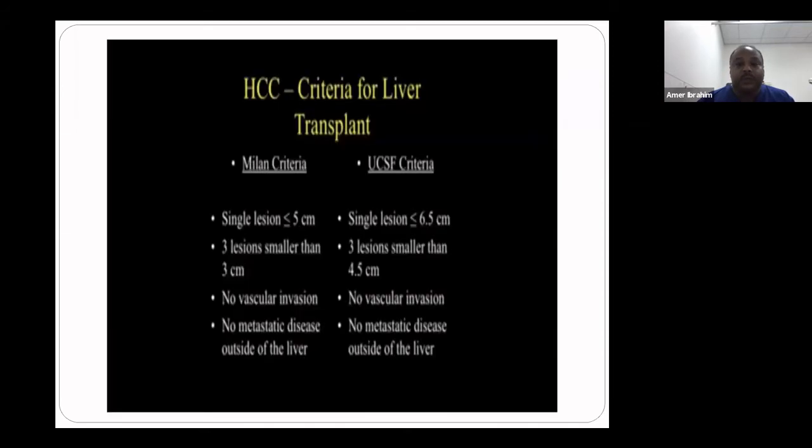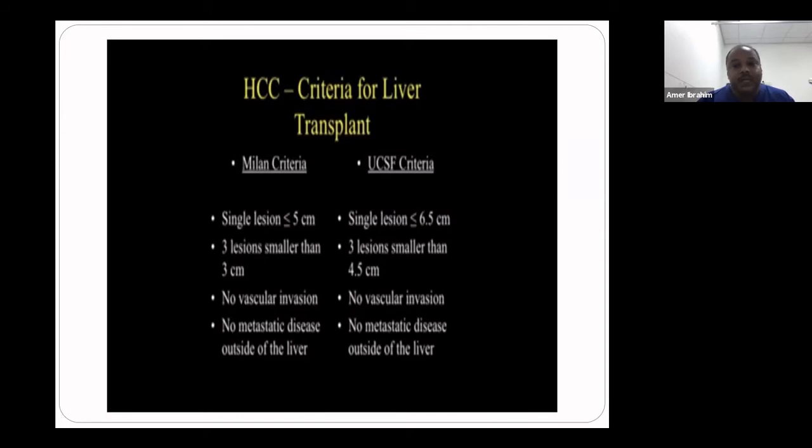So definitely the criteria for liver transplant have rules, which is the Milan criteria: a single lesion should be not more than 5 centimeters, or not more than 3 lesions, each not more than 3 centimeters, no vascular invasion, and definitely no extrahepatic disease.